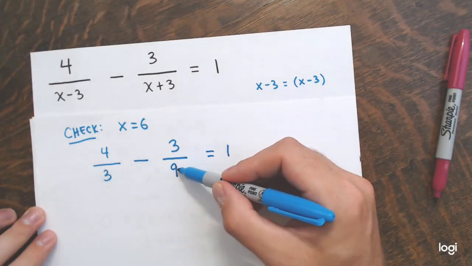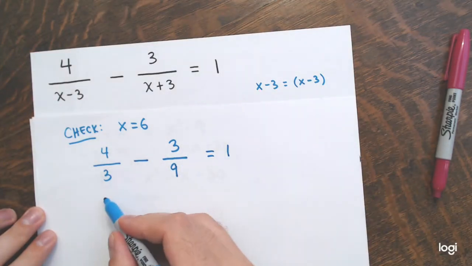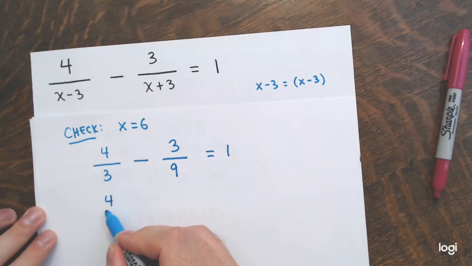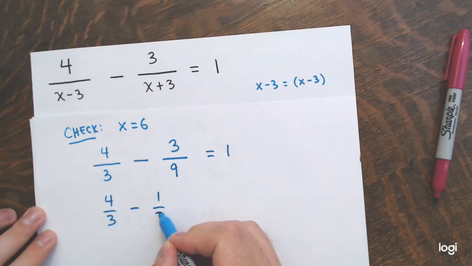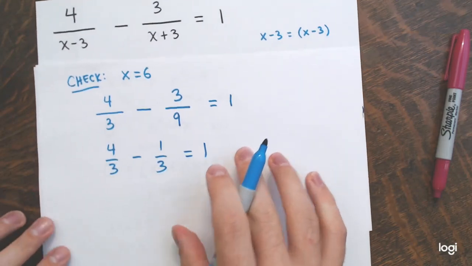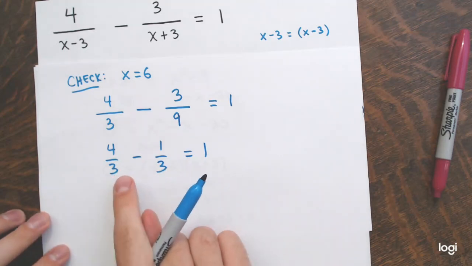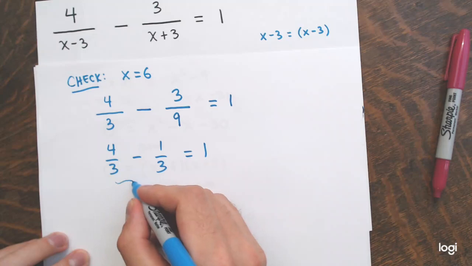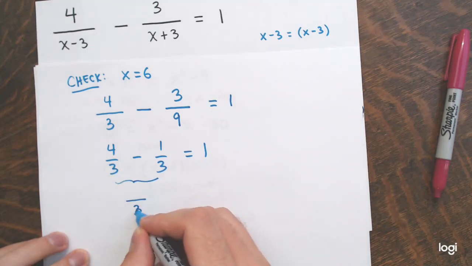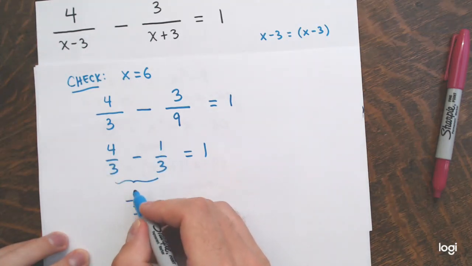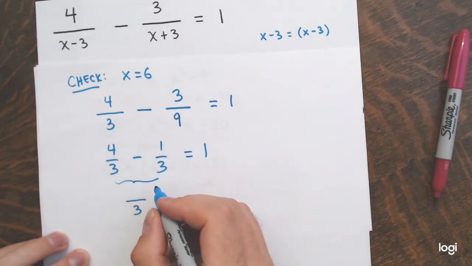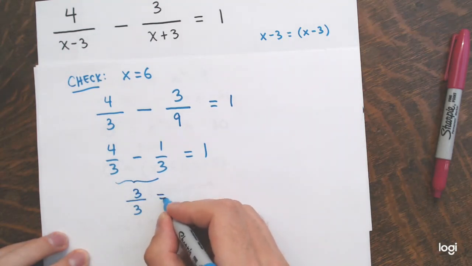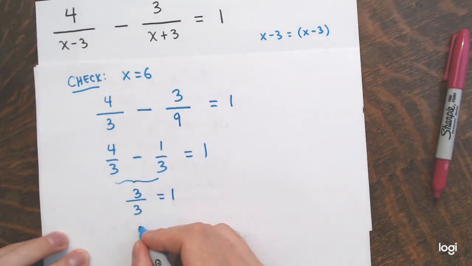Well, 3/9 reduces to 1/3, right? 3 goes into 9 3 times, so that's 4/3 minus 1/3 equals 1, and now I'm subtracting a couple fractions and they have the same denominator, so I can actually subtract these and they'll have a denominator of 3, and 4 minus 1 will be the numerator. 4 minus 1 is 3. 4/3 minus 1/3 is 3/3, and yes, 3 divided by 3 is in fact 1.